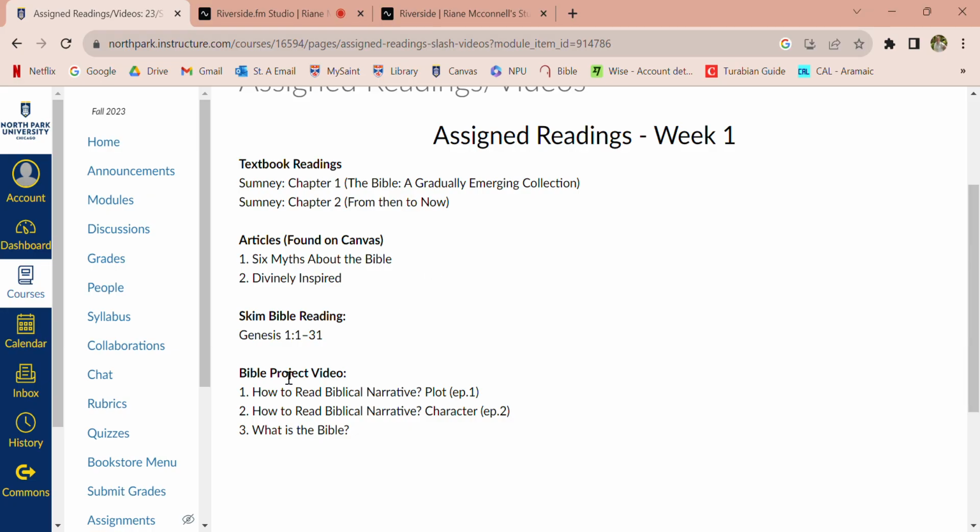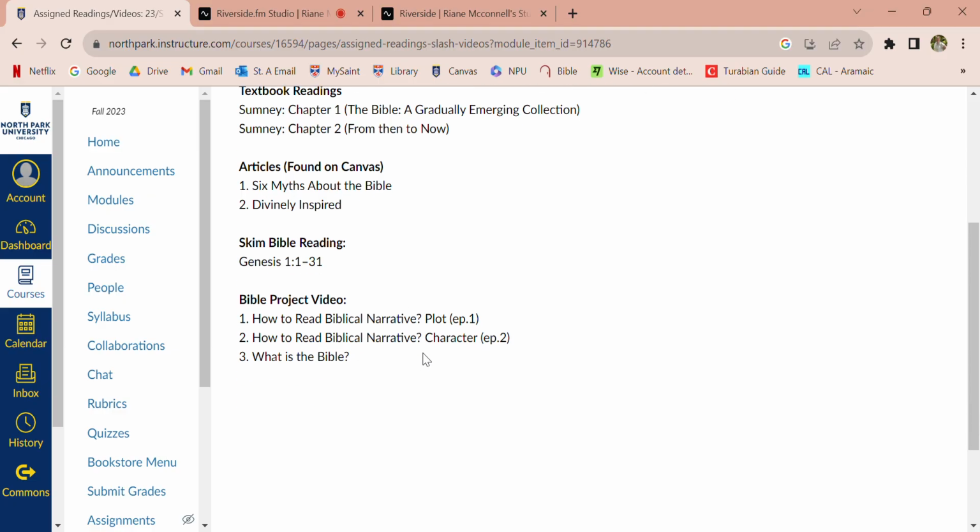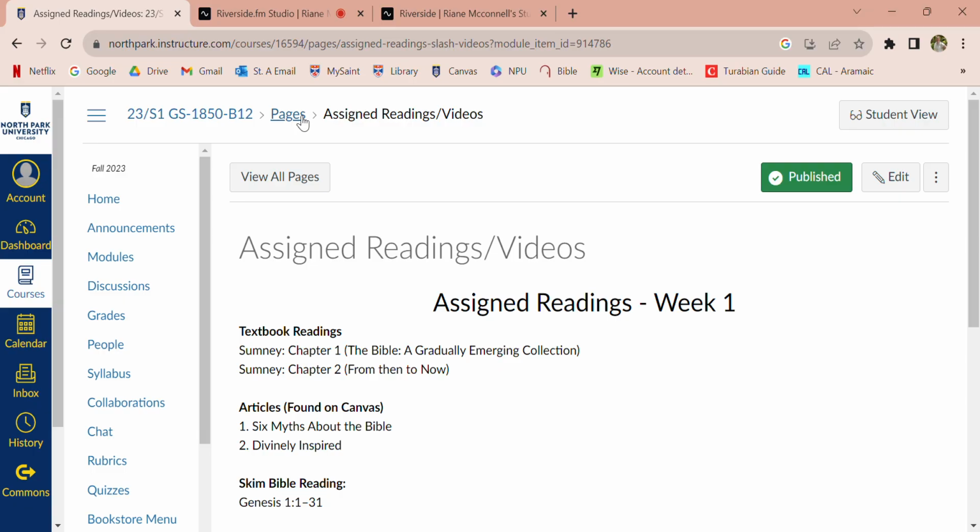And just as a friendly reminder, Genesis is the book, and we're reading chapter 1 through chapter 31. Not Genesis verse 1 through 31, because that would only be 1 chapter. So we're going to start at the very beginning of Genesis and read through chapter 31. And then last but not least are the videos.